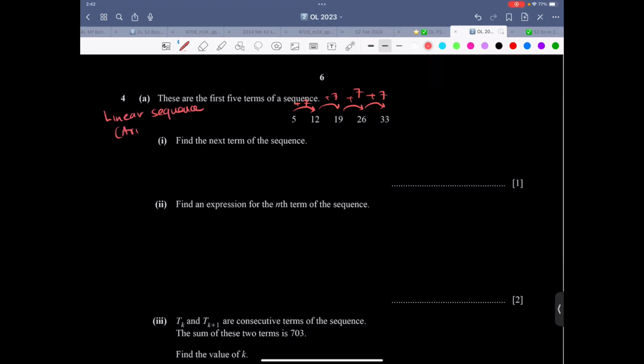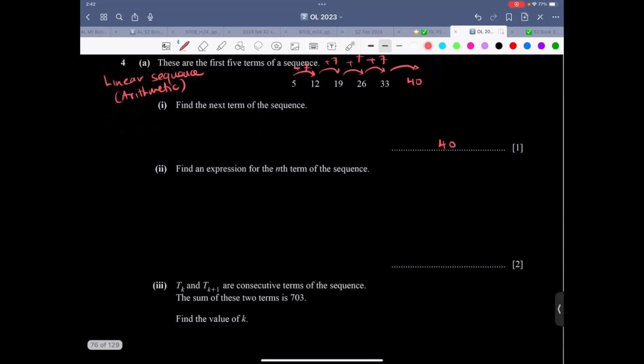And it's also known as the arithmetic progression, arithmetic sequence. So the next one comes out to be 40. So first thing, I'll write 40 over here. Find an expression for the nth term.